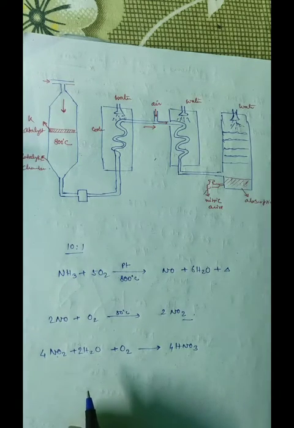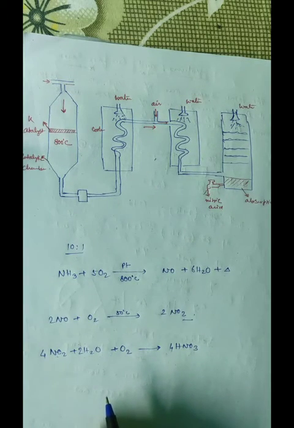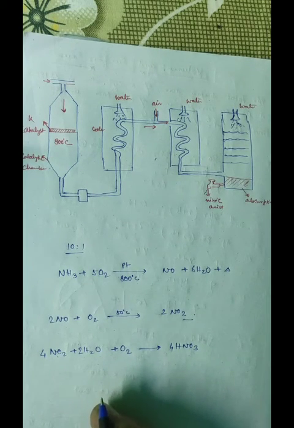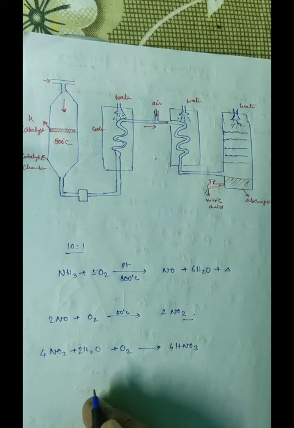Now, physical properties of nitric acid. There are some properties of nitric acid, dear student. Color: it is a colorless liquid, but commercial nitric acid, that is 68% concentration, is yellowish brown in color. It has a suffocating odor and a sour taste. Nature: hygroscopic, and it fumes in air.